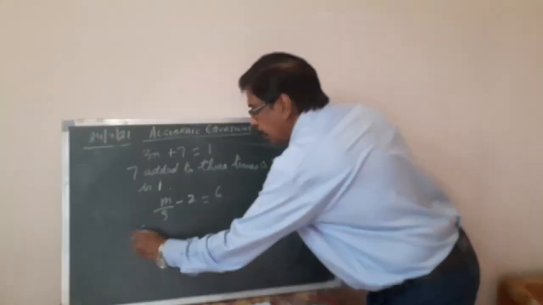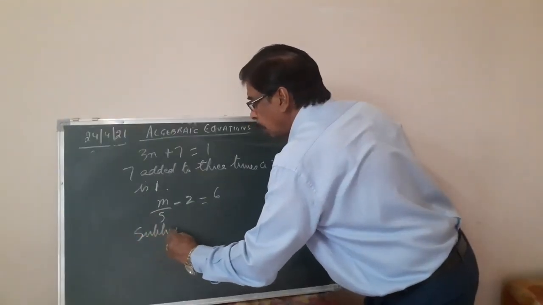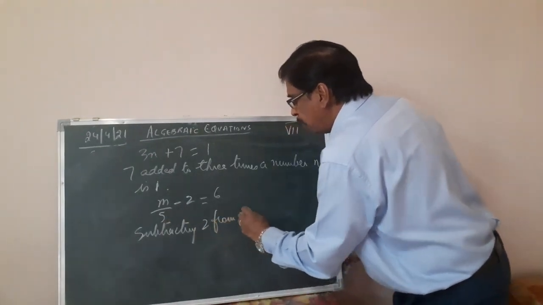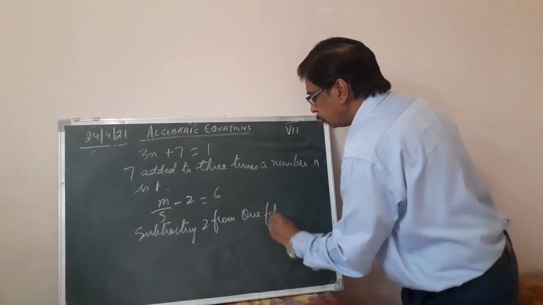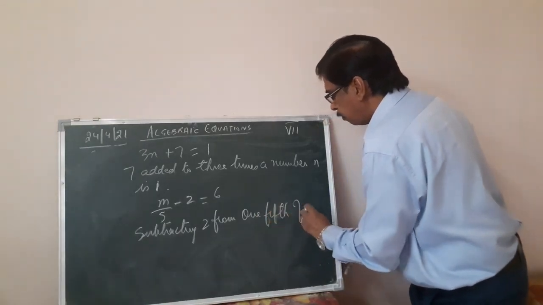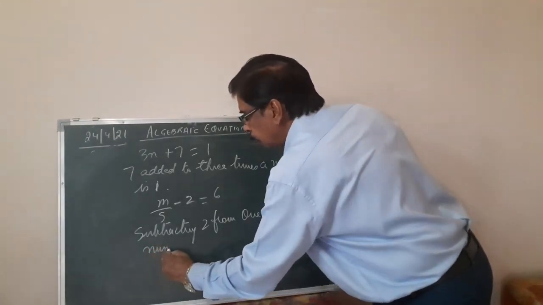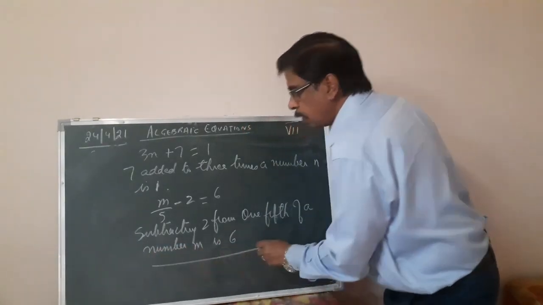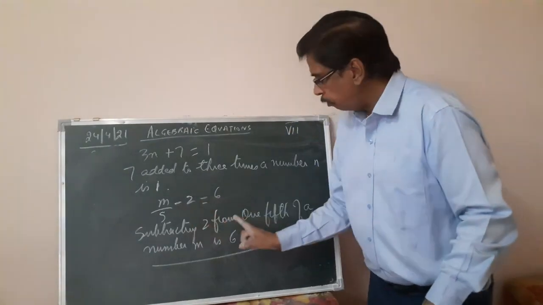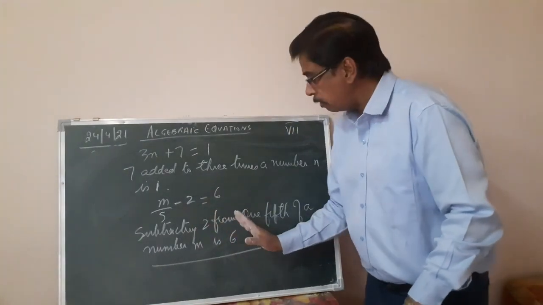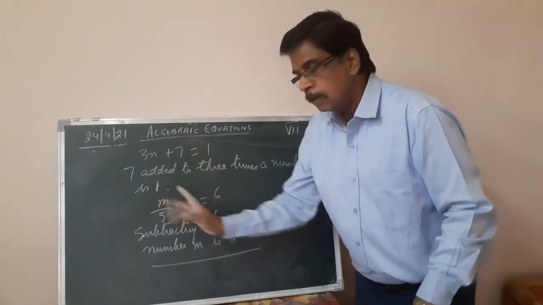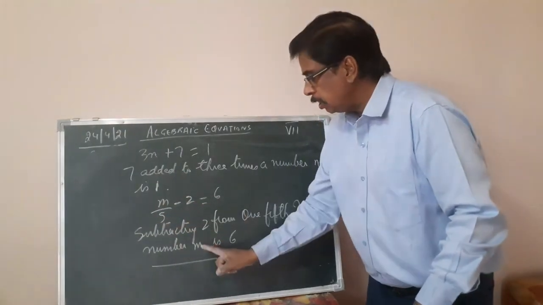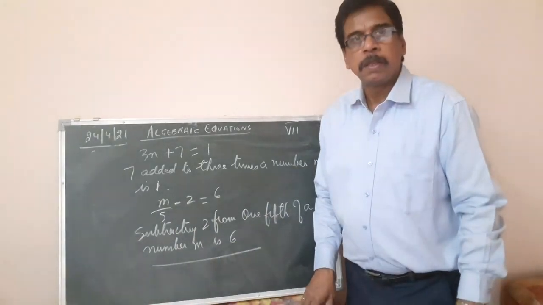Also you can write subtracting 2 from 1/5 of a number m is 6. So subtracting 2 from 1/5 of a number. I told you the number after from in subtraction is written first. So 1/5 means 1 upon 5 m is equal to 6.